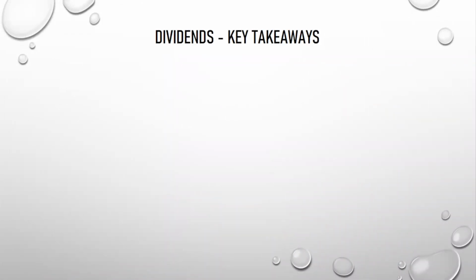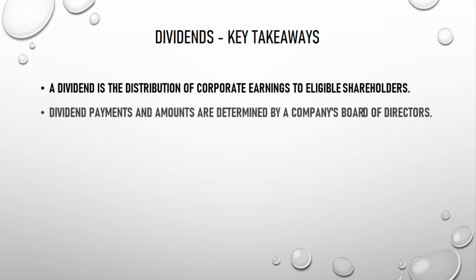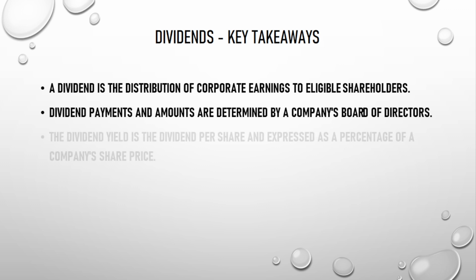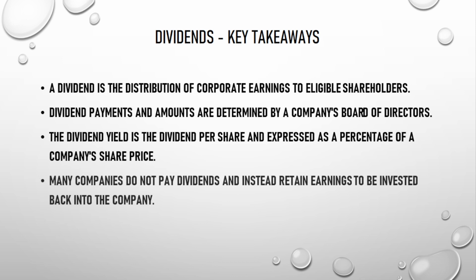I will read out the important key takeaways of a dividend. A dividend is a distribution of the corporate earnings to the eligible shareholders. The dividend payments and the amount are determined by the company's board of directors. The dividend yield is the dividend per share expressed as a percentage of the company share price. Many companies do not pay dividends and instead retain earnings to be invested back into the company.